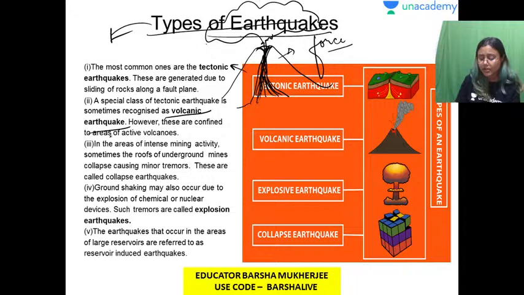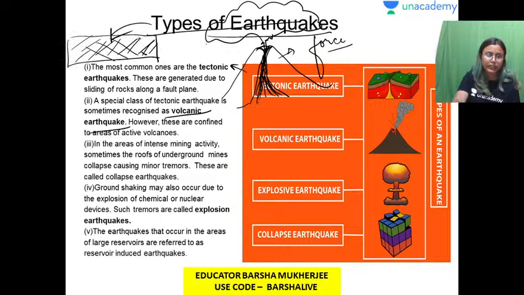It is seen that sometimes when there is mining activity going on, there are a lot of minerals in a region. People enter one region and start digging out minerals from it. All of a sudden, because this whole region now has no support, it is hollow. So what will happen? This portion of the mine will collapse, will come down.